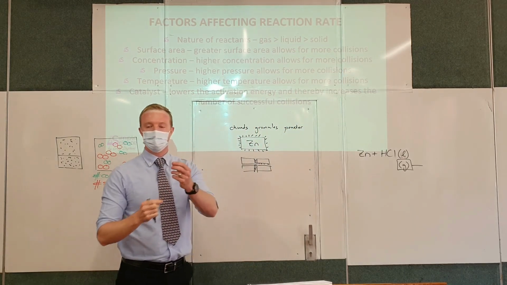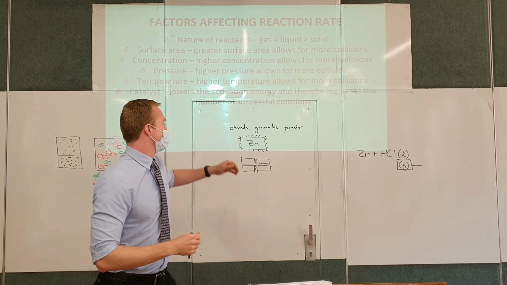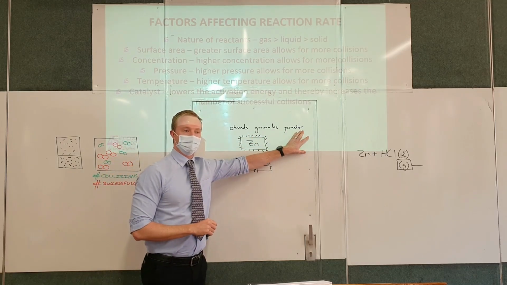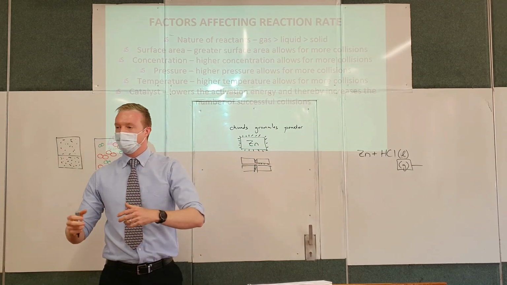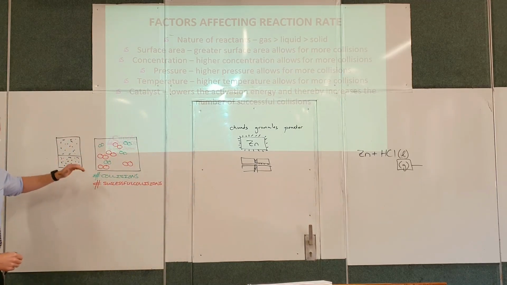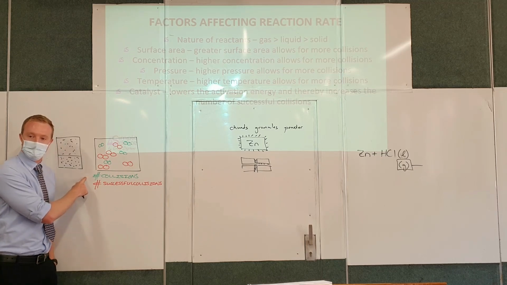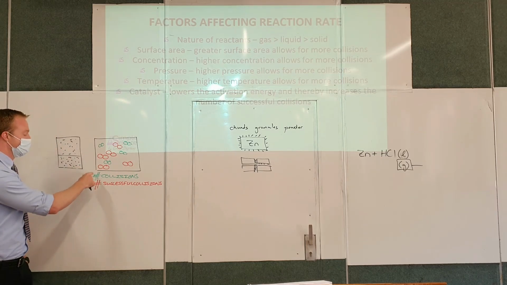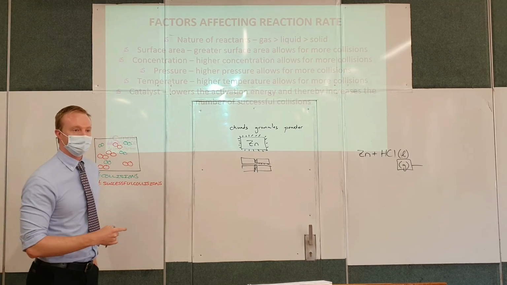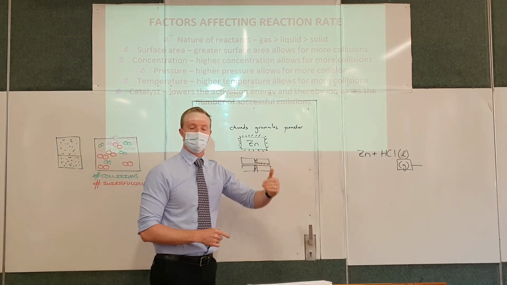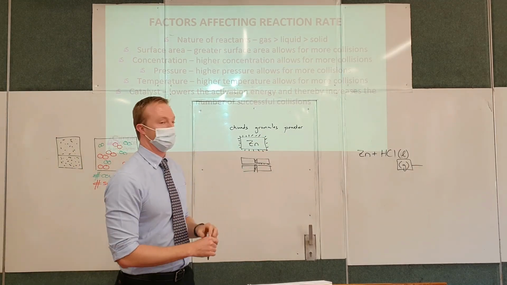what you need to see is that the finer we grind it up, the more surface area there is. Because there's more surface area, and then we follow the same steps here, because the surface area is greater, the number of collisions is greater, and since there are more collisions, there will be more successful collisions. Therefore, zinc powder would react faster than zinc granules or zinc chunks.